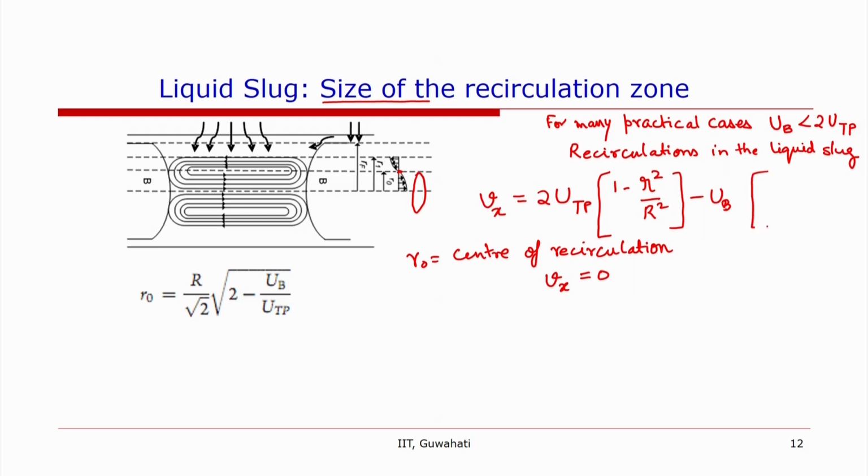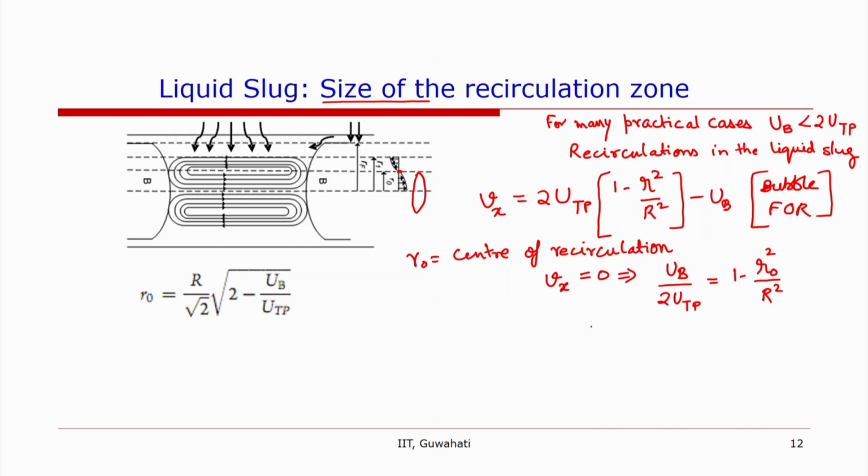Let us remember that this is in bubble frame of reference. So when Vx is equal to 0, that means we have UB over 2 UTP is equal to 1 minus R0 squared, where R0 is the location where the center of recirculation is located, divided by R squared.